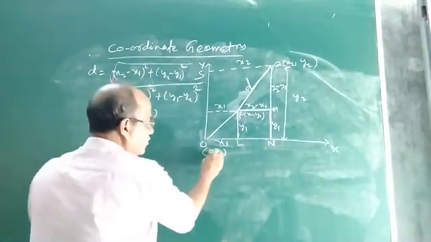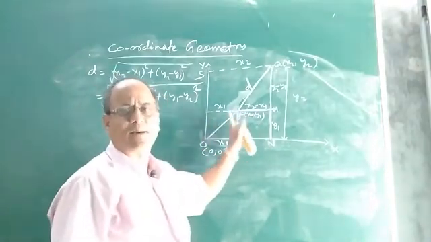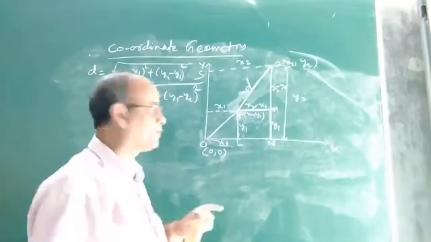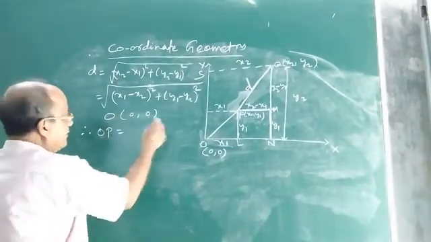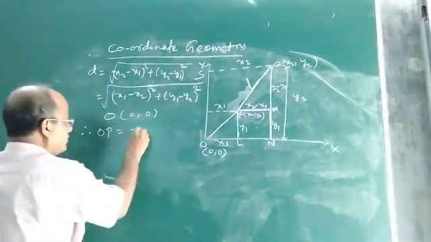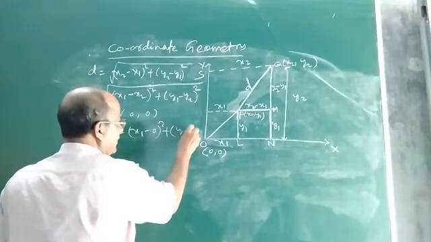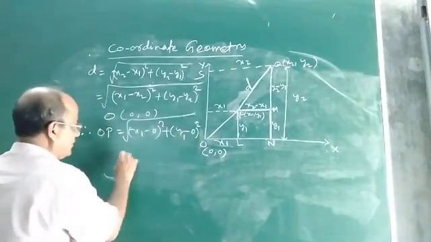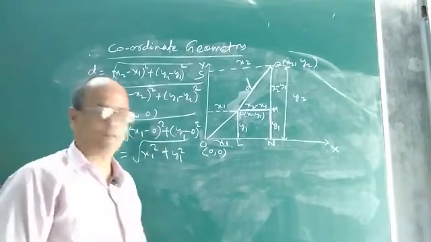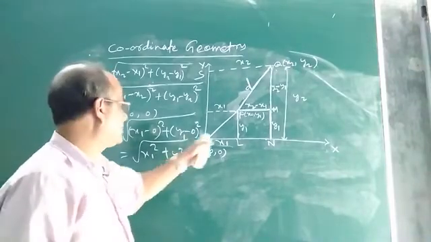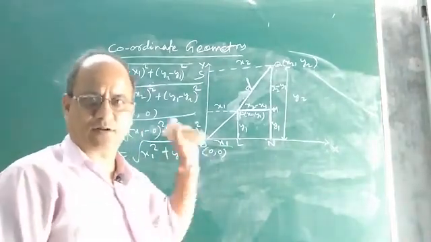So if the coordinates of the origin are 0 and 0 and the coordinates of P are x1 and y1, then by applying the distance formula we can easily find the length of OP. So how to find OP? You apply this formula: (x1 minus 0) whole square plus (y1 minus 0) whole square under square root. So it is the square root of x1 square plus y1 square. This will be the length of the line segment OP, where O is the origin and P is any point in the Cartesian plane or the coordinate plane.